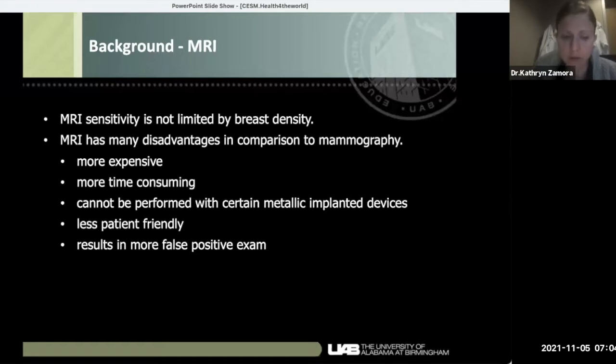Usually takes between 30 minutes to 45 minutes. It cannot be performed in patients that have metallic implanted devices, typically that aren't MRI compatible. It is less patient friendly. The patient's usually laying on their stomach and within a small gantry, which sometimes can be uncomfortable. And additionally, it leads to more false positive examinations.